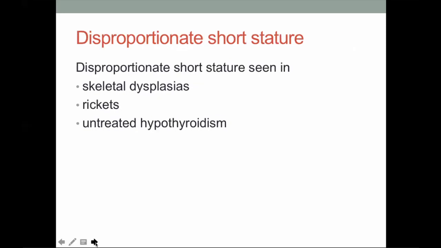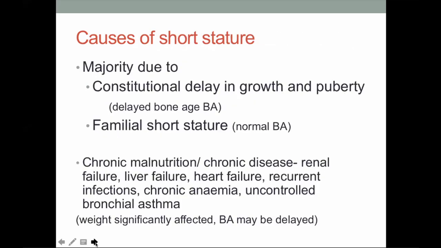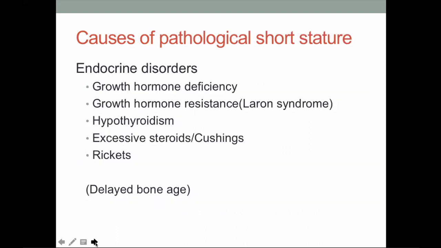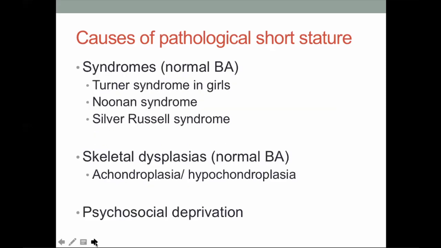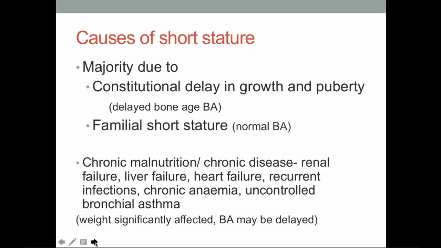So those are the causes for short stature, right? So you have the non-pathological causes, which are constitutional delay and familial short stature. Then you have chronic disease, which can include chronic renal failure, organ failures, anemia, recurrent infections, chronic malnutrition, right? Anything like that. Then you have the endocrine disorders, you have the syndromes, you have the skeletal dysplasias, and rarely psychosocial deprivation. So those are the main categories which lead to short stature.